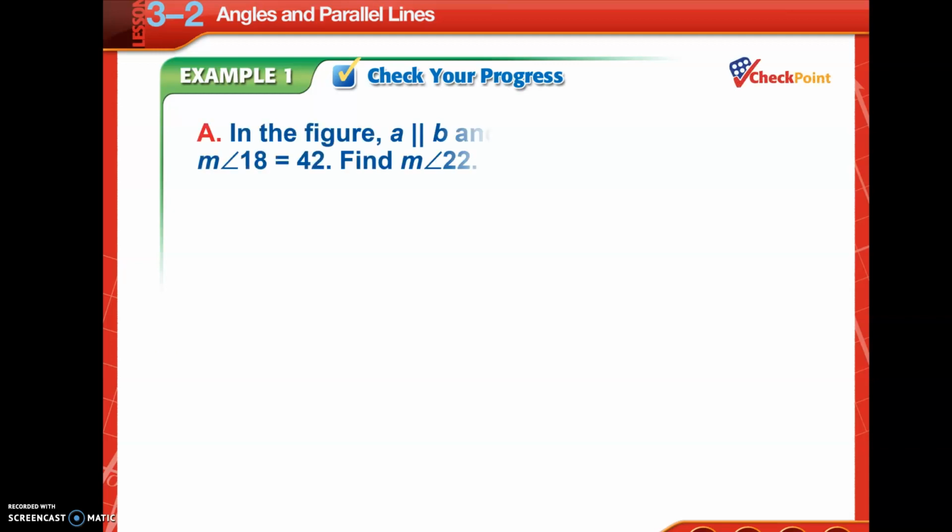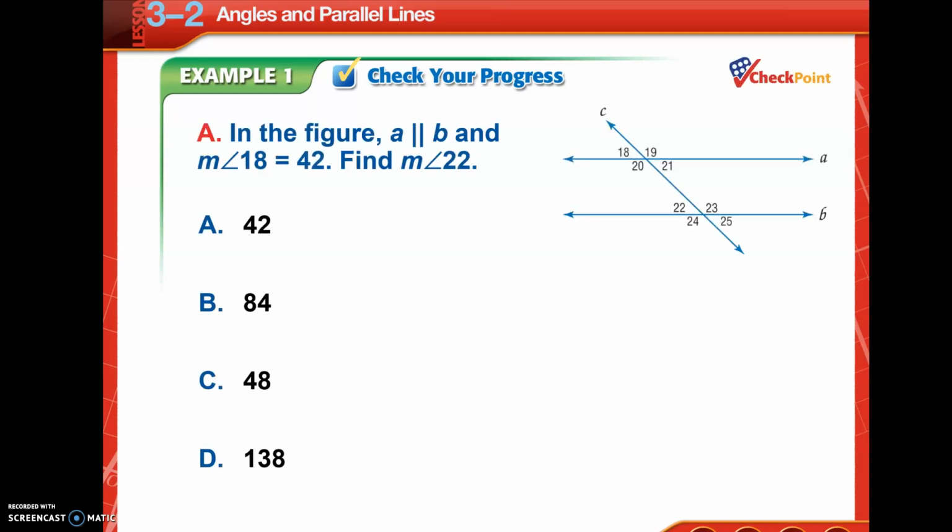And I'm not going to have you write a whole proof, but I just kind of want you to be able to reason with all of those. And then on your worksheet, it does task you to ask which theorem. So just naming those theorems that we use. So if 18 is 42, 22 is 42 because it's corresponding. Right? 18 is 42, so 22 is 42, and 25 is 42 because it is vertical to 22, so 25 is also 42.